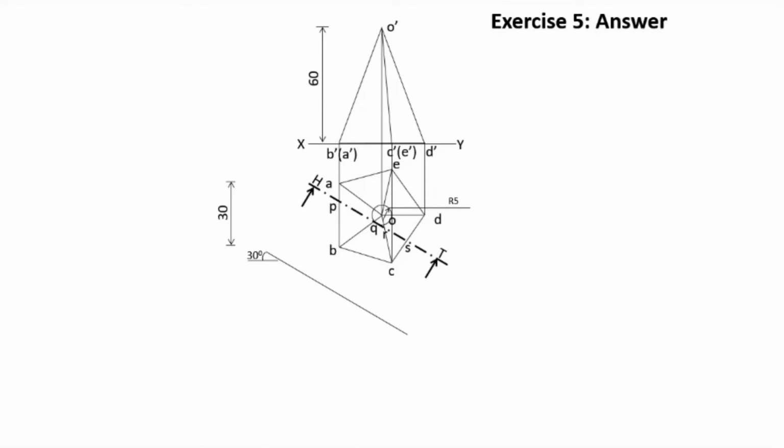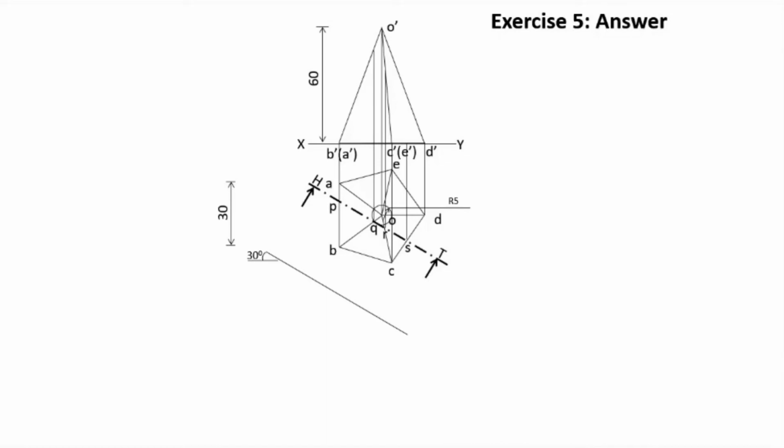Now these points are to be marked in the front view. P as well as S will be at this point itself, since those 2 points are in the base. P is in the edge AB. AB is here. In the front view, A dash B dash is here. So P dash will also be here.